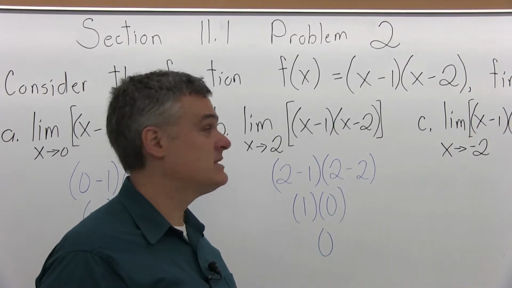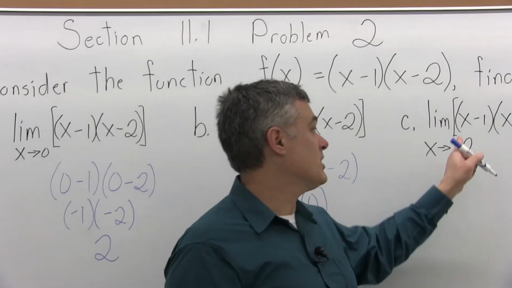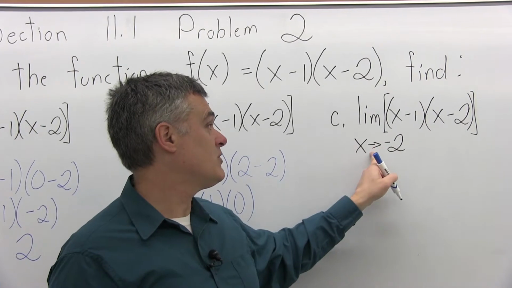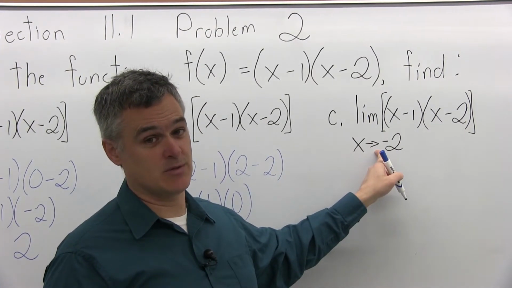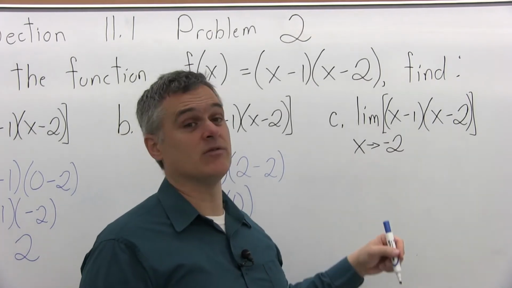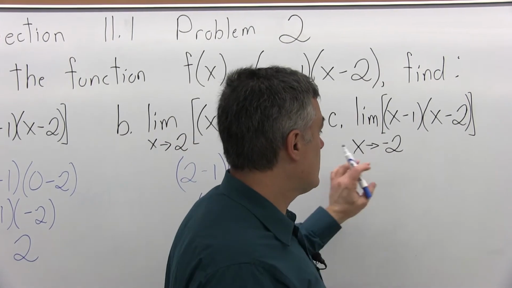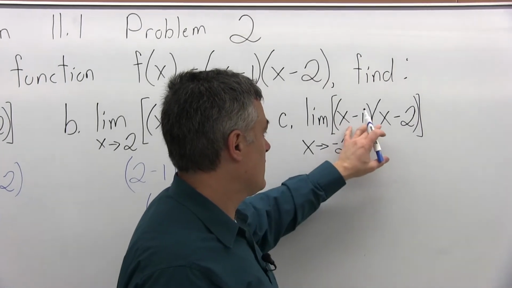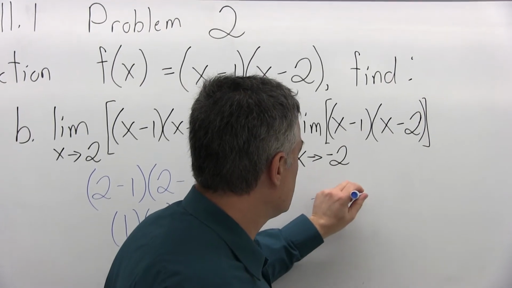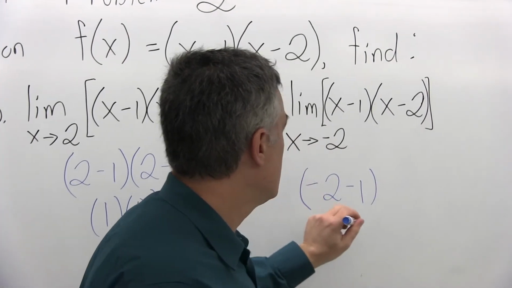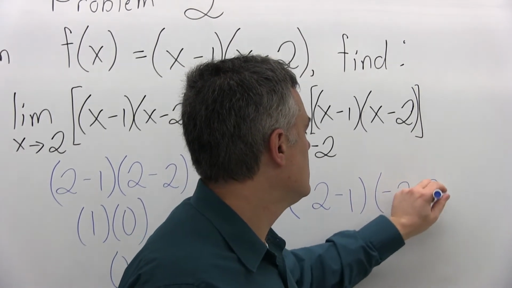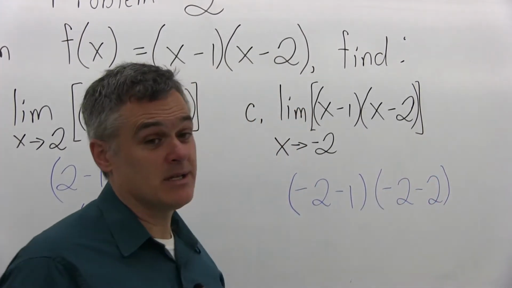And finally, part C, we want to find the limit of x minus 1 times x minus 2, the same function. But now as the input value approaches negative 2, so we're going to put in values very close to negative 2, like negative 1.999, negative 2.0001. So we can see what output we'd be getting by letting a negative 2 go in for x. So x minus 1 becomes negative 2 minus 1. And then the other parenthesis, x minus 2 becomes negative 2 minus 2. So now pay attention to your signs.